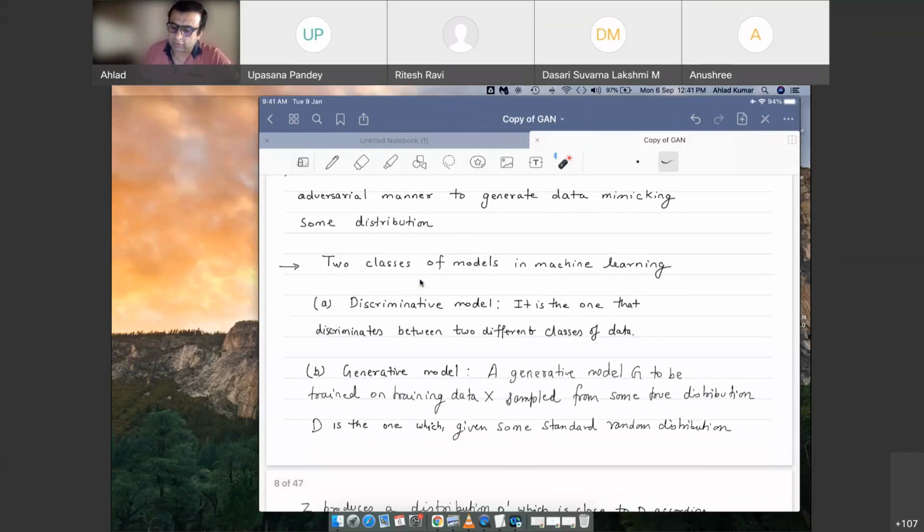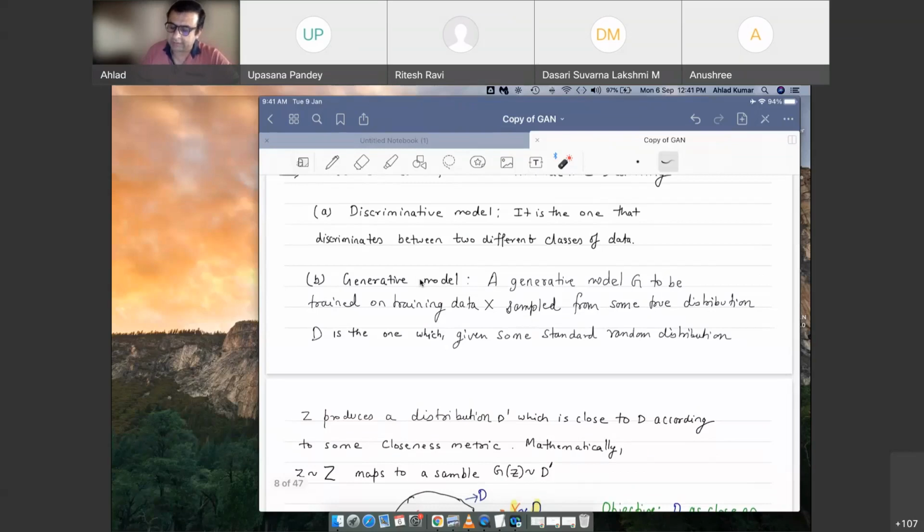The two classes of models we discussed a few slides back were the discriminative model, which we just discussed, and the generative model. So what is a generative model? Let me describe these lines. They are very difficult to understand, but it will become clear once I discuss these statements in pictorial representation. What it says is a generative model G to be trained on training data X.